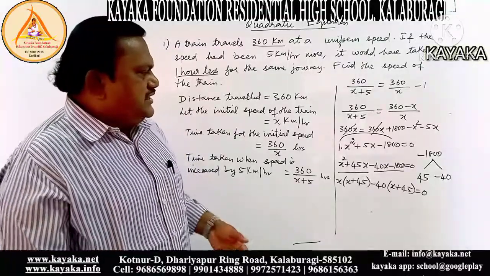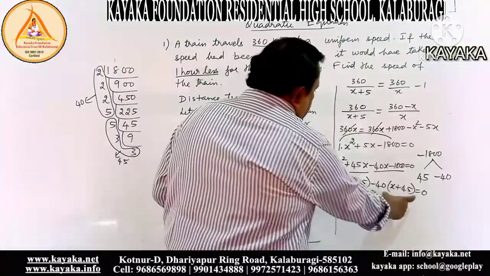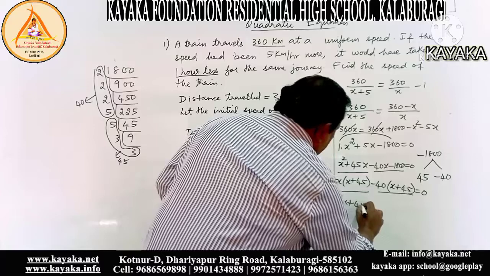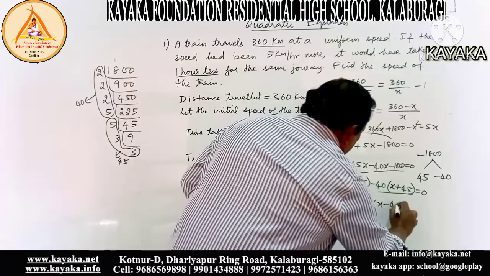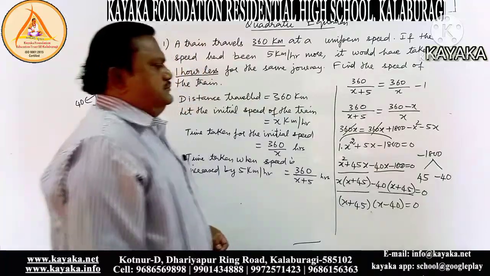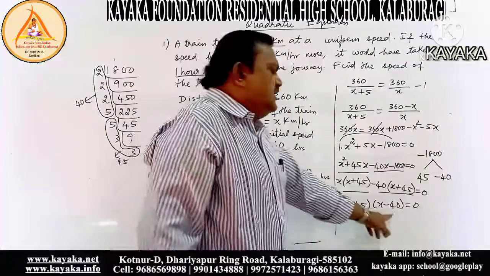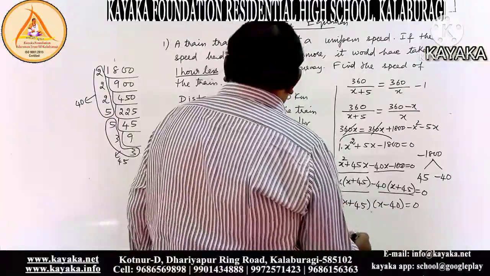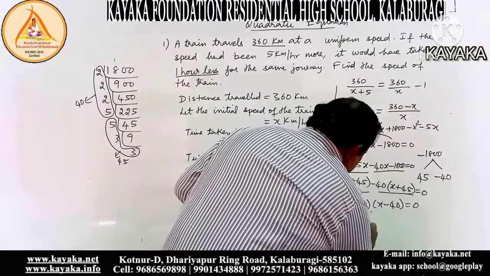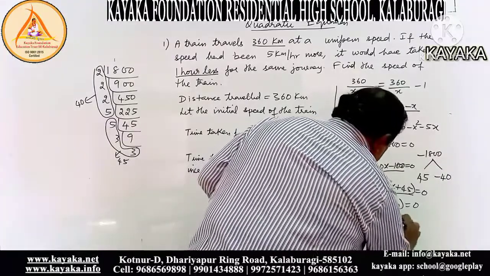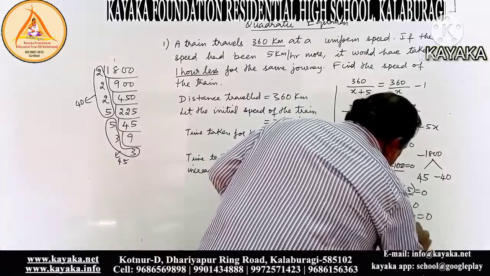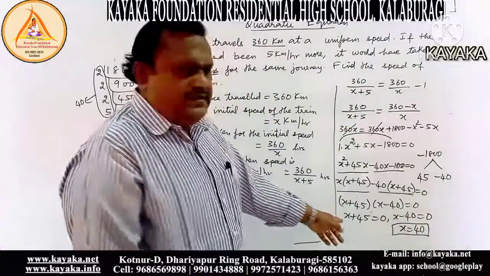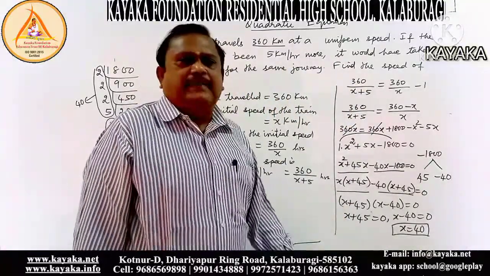You will get... Okay. Now dear children, now you can see here, this is a separate term, this is a separate term. You can take x plus 45 common, you will get x minus 40 will be equal to 0. Therefore, product of two numbers equal to 0, either this must be equal to 0 or this must be equal to 0. Therefore, you will get x plus 45 equal to 0, x minus 40 equal to 0. Here if you equate, you will get x equal to 40. That is the answer.